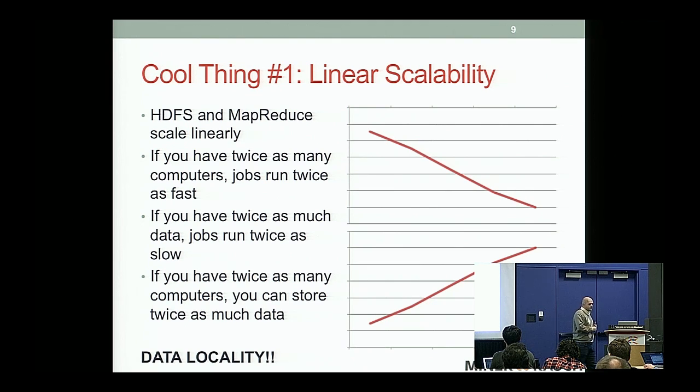Linear scalability means that, in general, I can scale different pieces of my cluster to get different things to scale with it. For example, here are three examples. If I have twice as many computers in my cluster, then my job should run about twice as fast. If I have twice as many computers, I can store about twice as much data. It also goes the other way. If I have twice as much data but the same size cluster, my job should take about twice as long, okay?